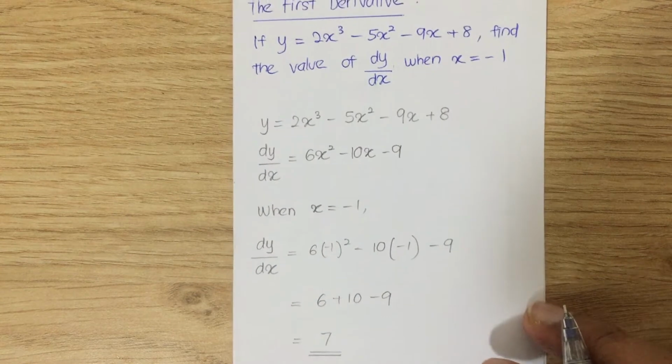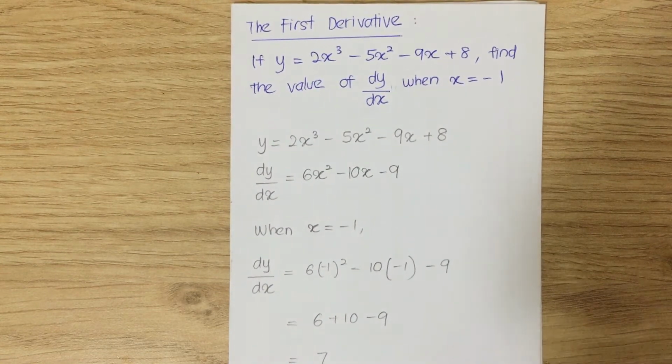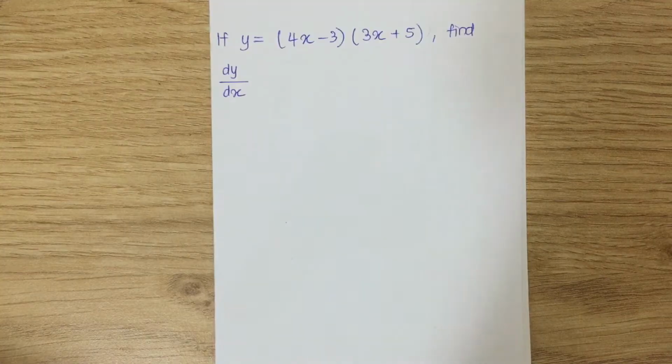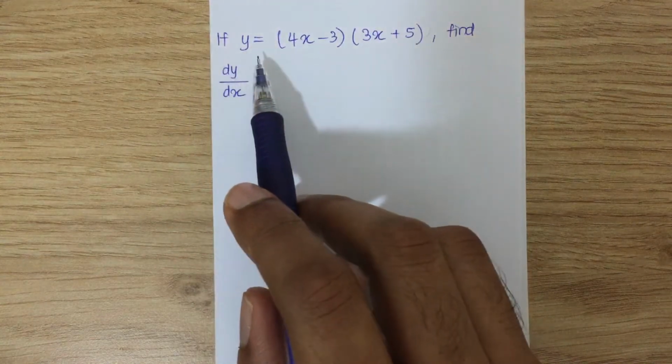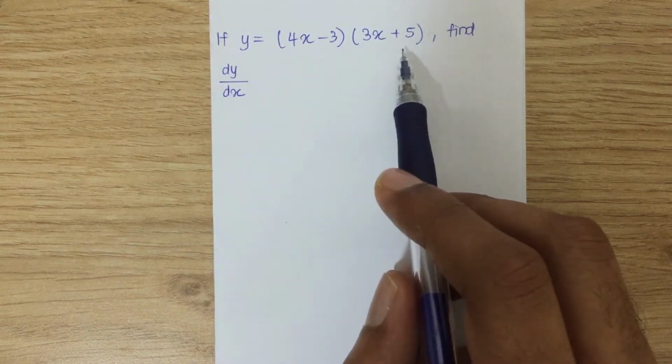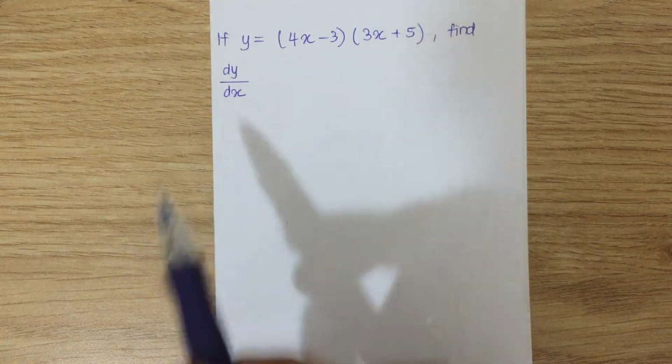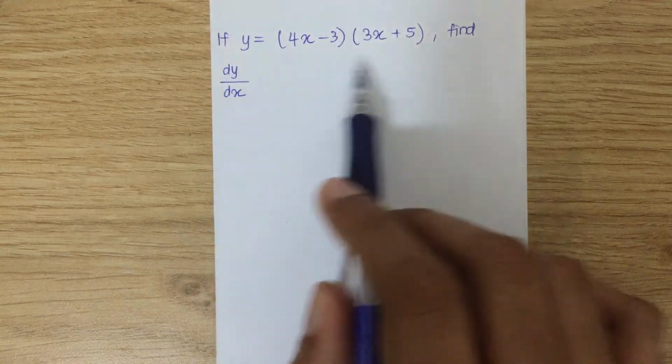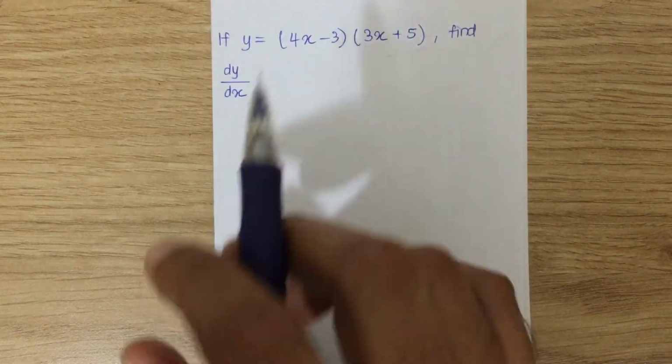I hope you guys are clear about this. From here, let us proceed our discussion to question number 2 now. Let me read the second question now. If y equals (4x minus 3) in a bracket, times (3x plus 5), find dy over dx. So we are required to differentiate this set of expressions over here.